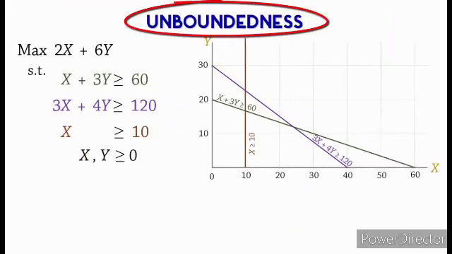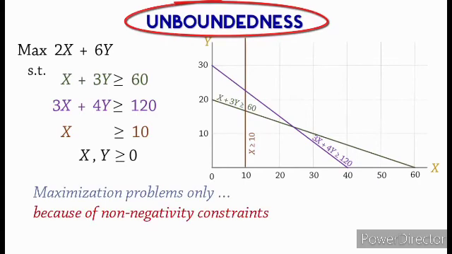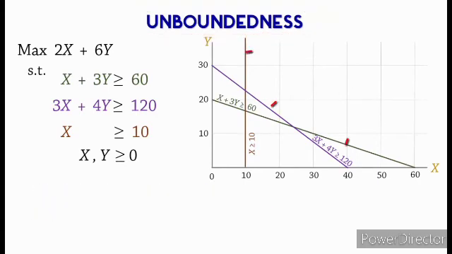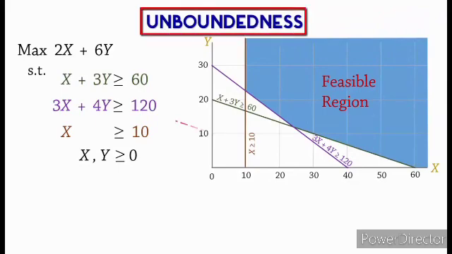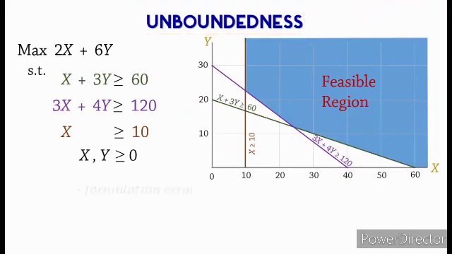The next special case is unboundedness. This is a situation that applies only to maximization problems. Because all these 3 constraints are greater than constraints, the feasible region is this region shaded here. Since this is a maximization problem and the feasible region is open-ended, we can move the objective function line infinitely without reaching the end of the feasible region. As a result, the situation is called unboundedness. It suggests that we can make unlimited profit, which is impractical. It is usually due to a formulation error or by assuming a resource could be unlimited in supply.